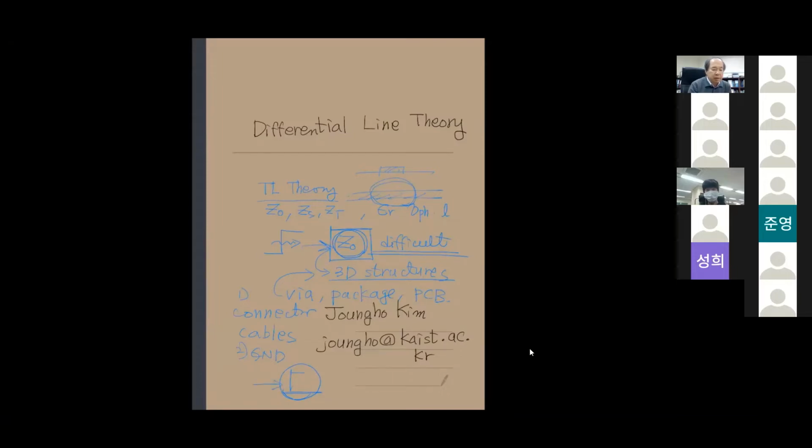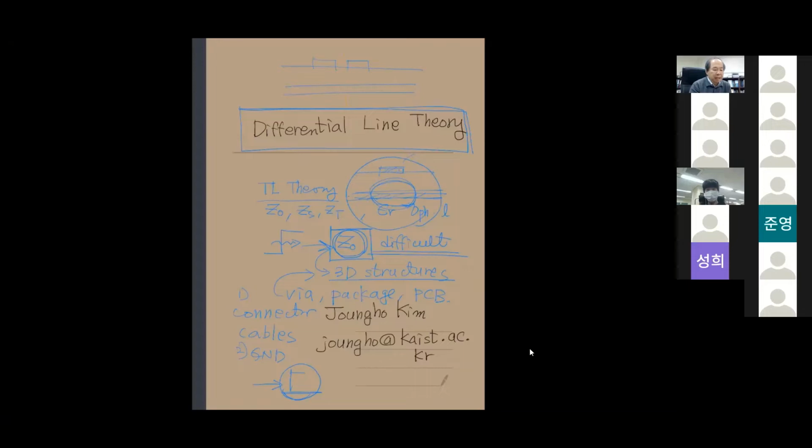One of the smart ways to avoid this impedance discontinuities and ground discontinuities is the differential line interconnection. In the conventional single-ended signaling scheme, we have a single signal line on the top of the ground plane. But in the differential line scheme, on the top of the ground plane, we are using two wires, two interconnections. And we're going to have a virtual ground plane between the two lines. Because of that, we have less impedance discontinuities.